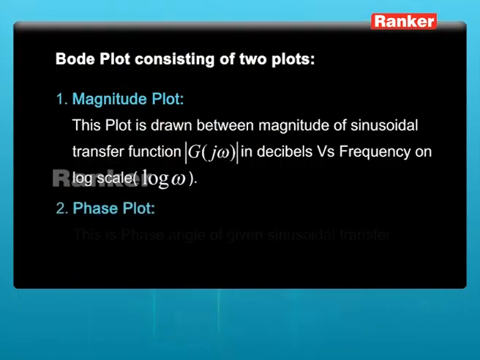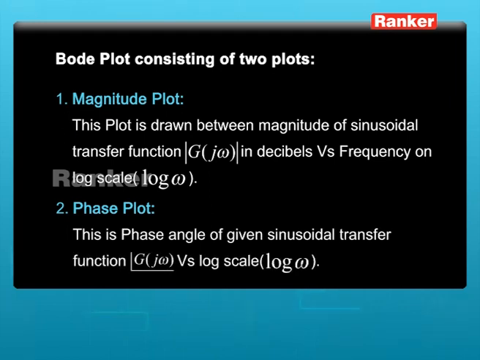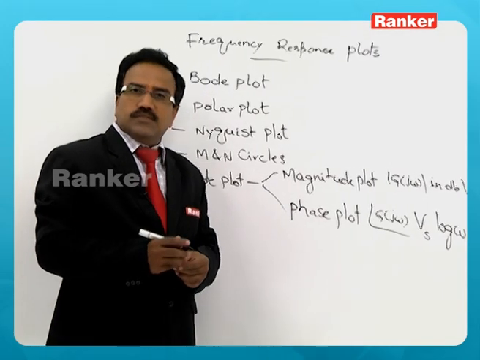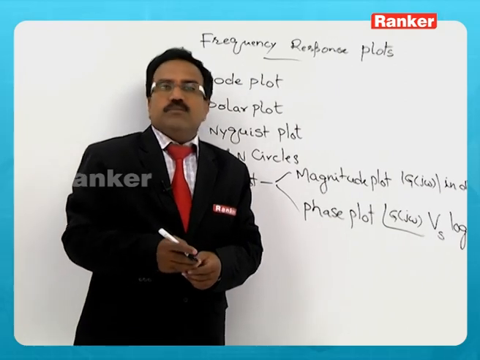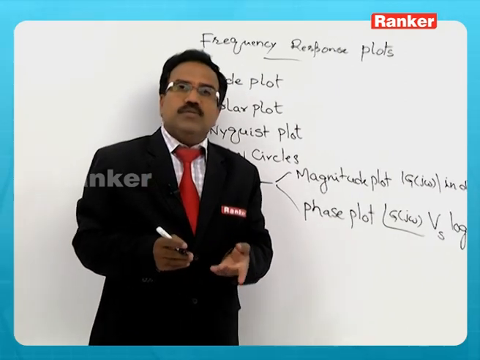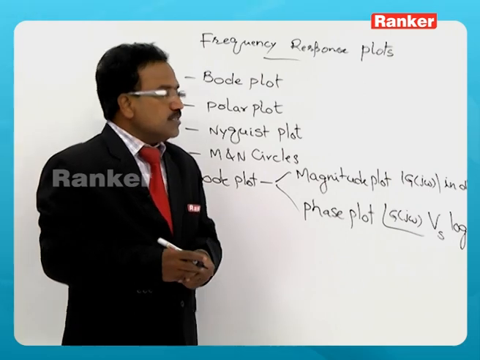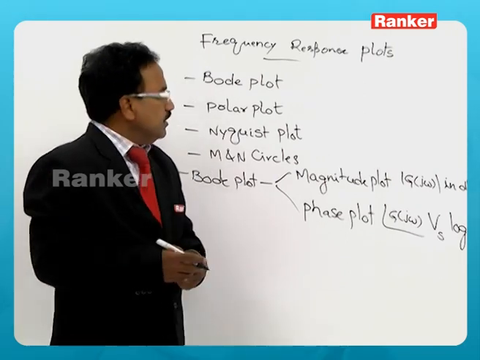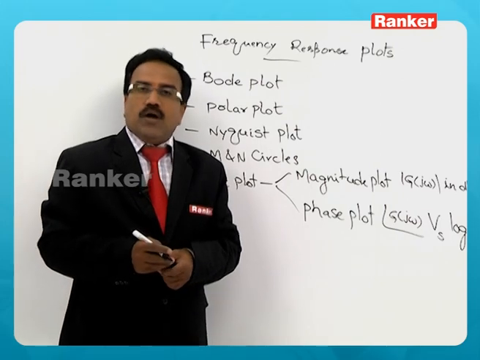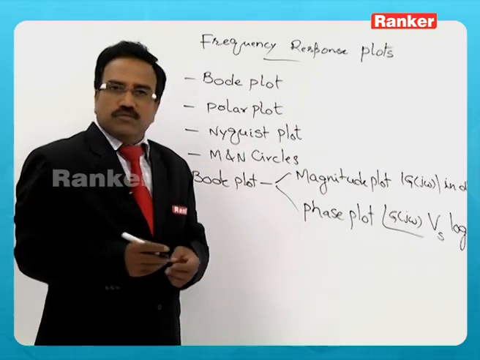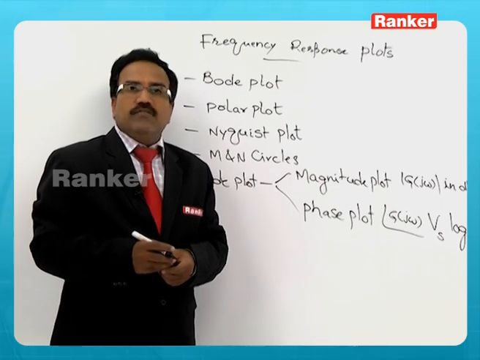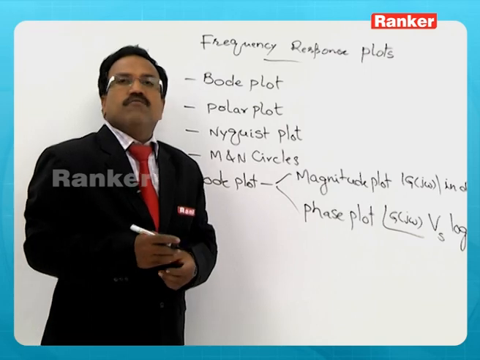The second plot is the phase plot. This is the phase angle of the given sinusoidal transfer function versus frequency, again on log scale. As in frequency response analysis the system is excited by a sinusoidal signal, it has magnitude as well as phase angle. That is why the Bode plot consists of two plots, magnitude versus frequency and phase angle versus frequency, and frequency is taken on log scale so that over a wide range of frequencies we can see the change in the magnitude as well as the phase angle.